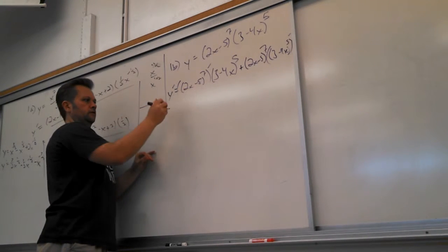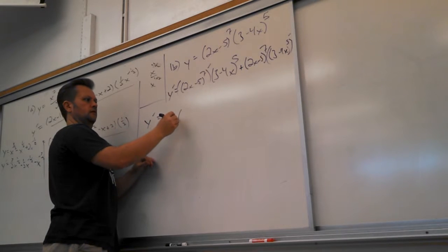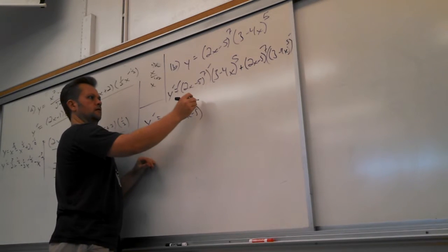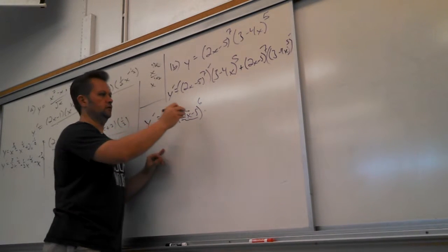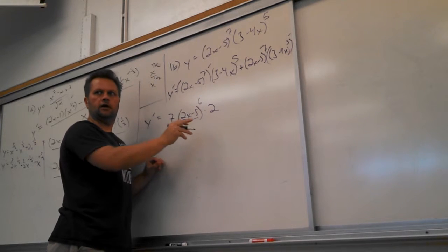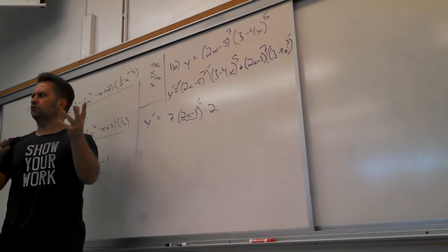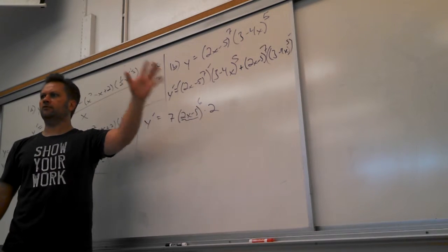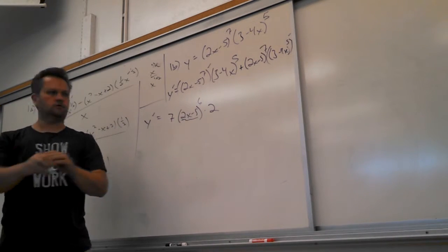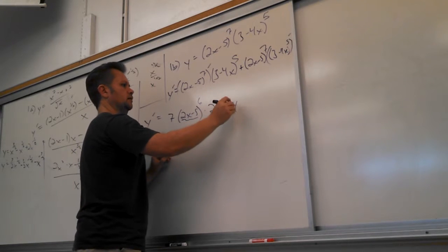So what's the derivative of this one? 7 (2x minus 5) to the 6th, times, yeah, the chain rule comes into play, right? Times 2. Good. And there's no more chain rule. How do I know I'm done? Because this is the innermost function. Once I do its derivative, I'm done with the chain rule for that part. Times this guy.